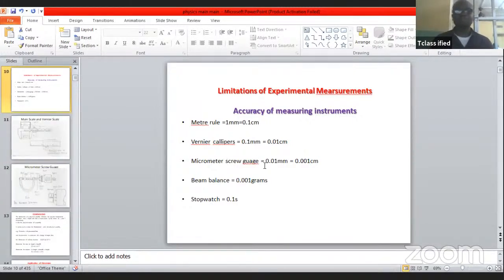You can see the one that is most accurate for smaller measurement is micrometer screw gauge, followed by vernier caliper, and then meter rule. Then you can see the accuracy for beam balance. For meter rule is 1 millimeter, for vernier caliper 0.1 millimeter, for micrometer screw gauge 0.01 millimeter, for beam balance 0.001 grams, and for stopwatch 0.1 seconds.